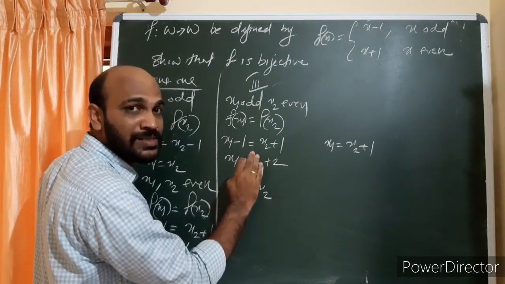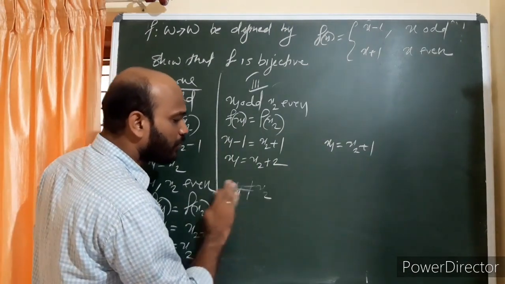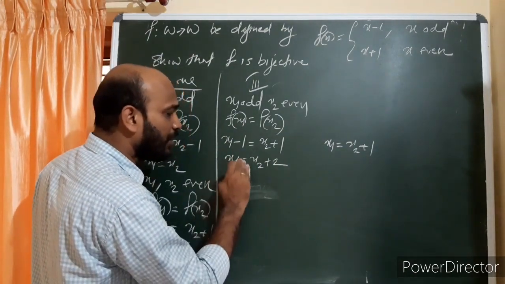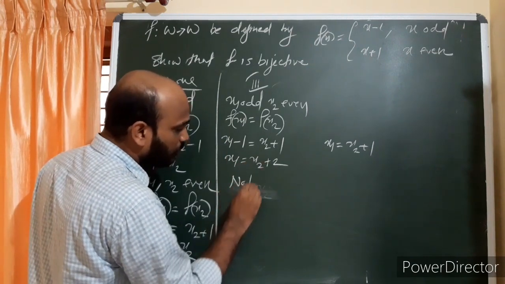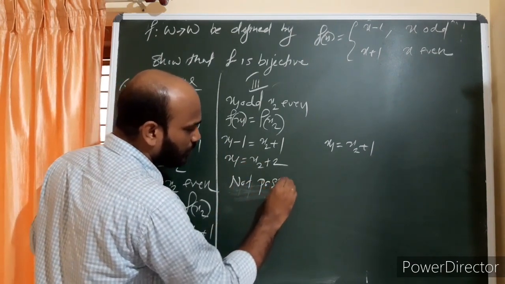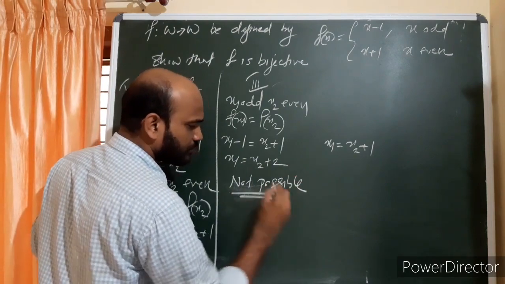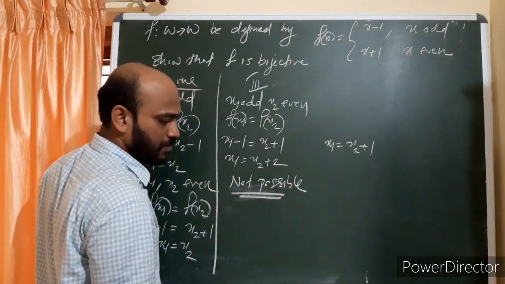So we cannot consider case 3. So we have to write like this. Since x1 equal to x2 plus 2, not possible. You have to stop here.